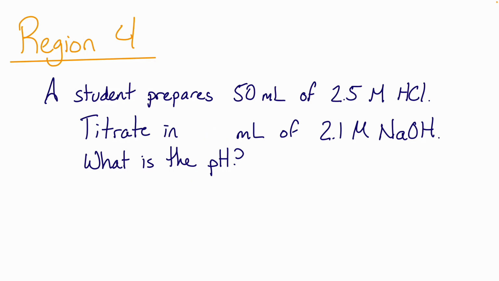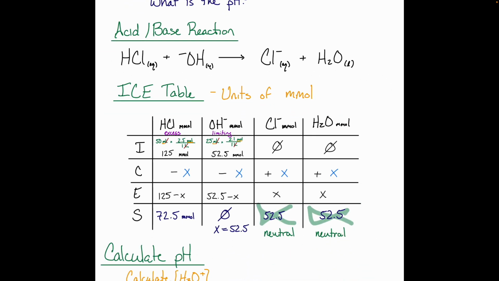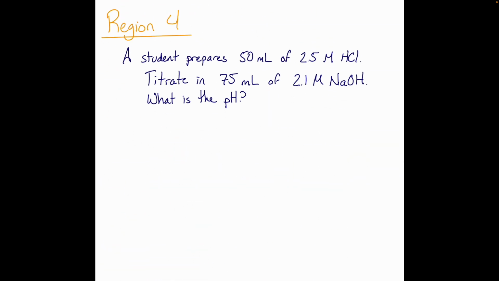Since I'm in region 4, I have to be past my equivalence point. So now we're going to add 75 mL of that 2.1 molar NaOH. And I want everybody to take a second. Given the same strategy that we've been applying, we have our acid-base reaction. We need to keep track of how much reaction has occurred using an ICE table. And again, we have to be in units of millimoles for these pH problems.